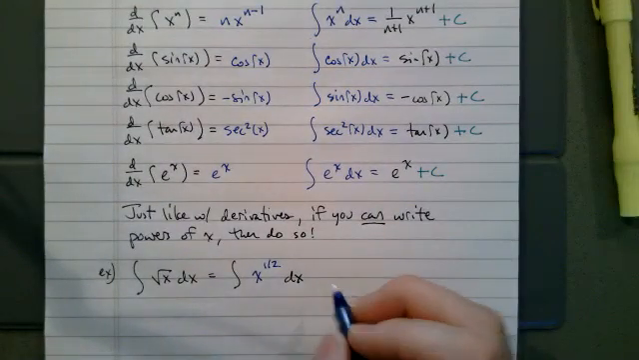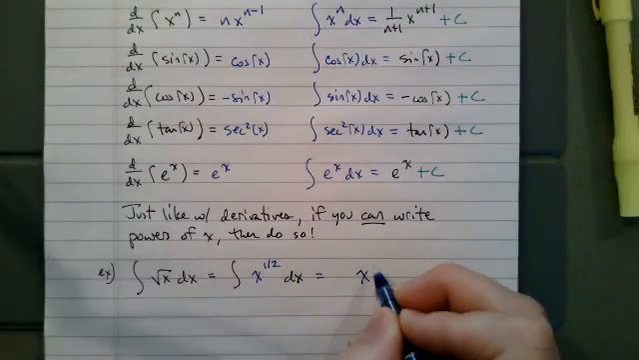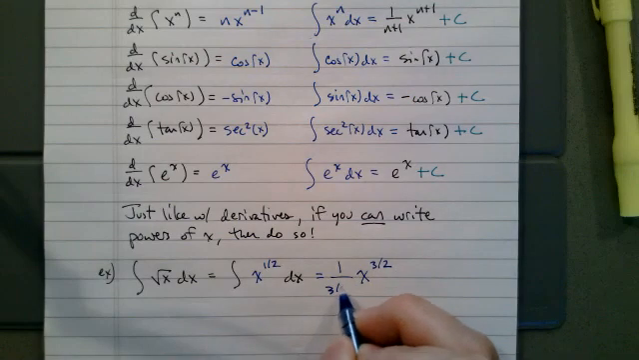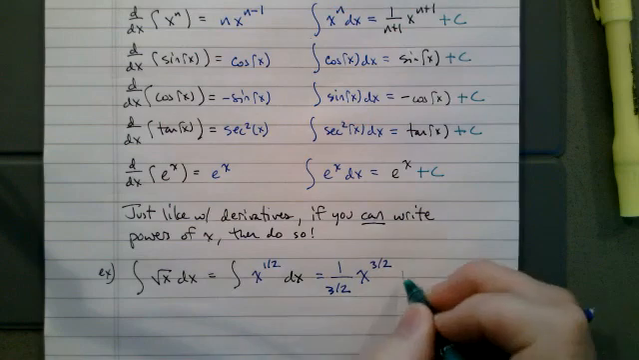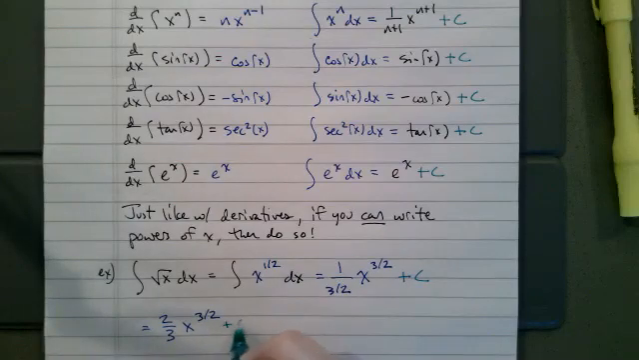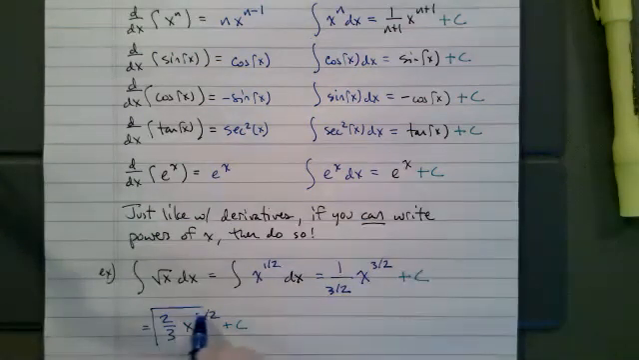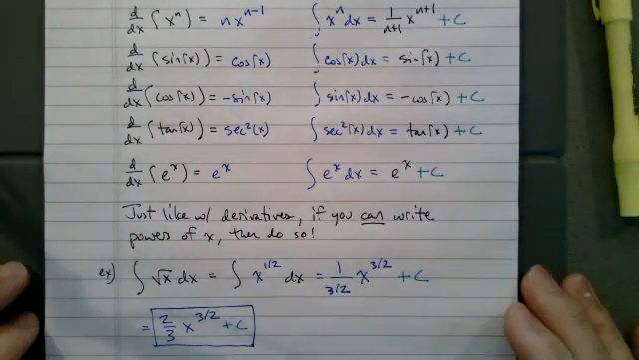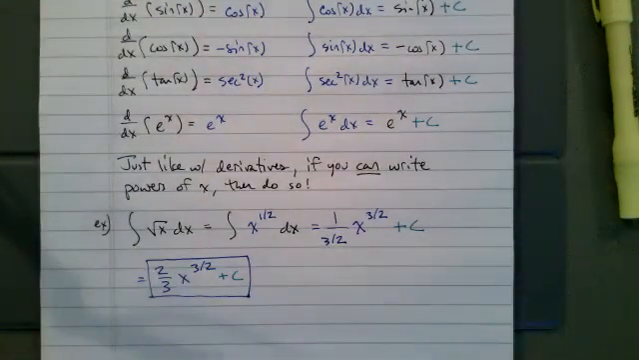Now we can apply our rule, where we add 1 to the exponent and divide by the new exponent, and then put plus c. But we shouldn't write 1 over 3/2. That looks terrible. So we'll just write 2/3 x to the 3/2 plus c. Any questions?